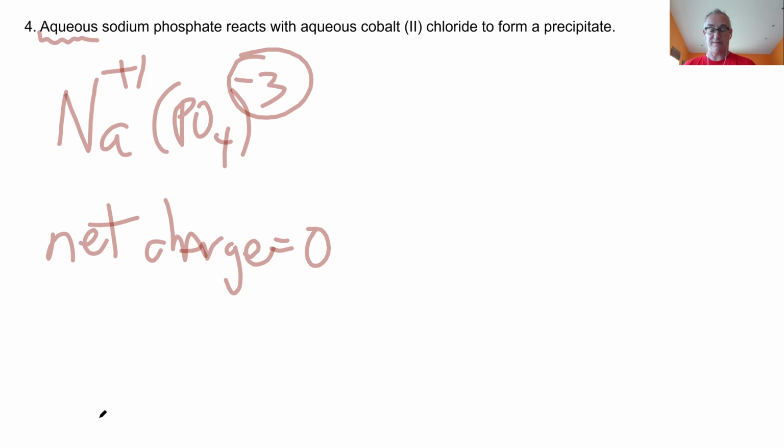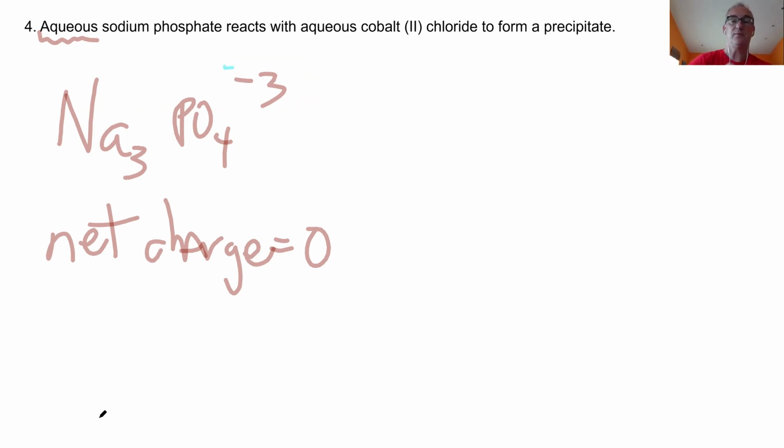You said the crisscross. Na3PO4. So we have 3 positive charges and 3 negative charges and they balance each other out. So I need 3 molecules of sodium for every 1 molecule of phosphate to balance it out. And because there's only 1 phosphate, we don't need the parentheses. And we don't include the charges when we're saying what the formula is. So aqueous sodium phosphate, that's what that looks like.